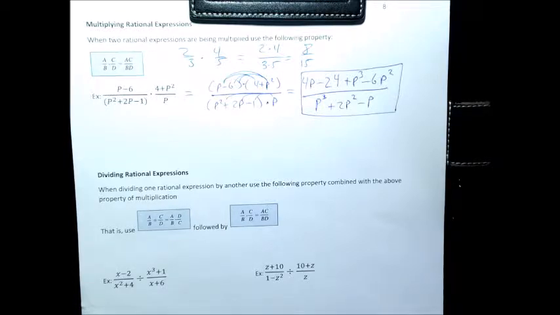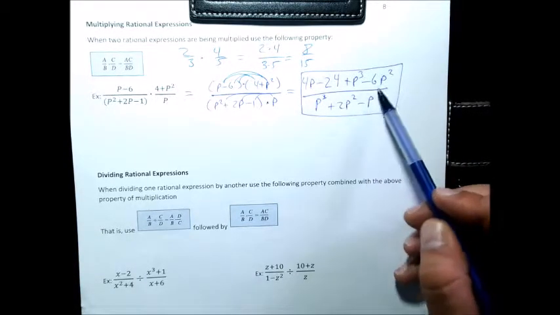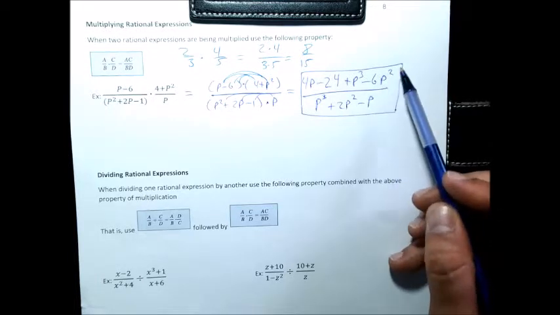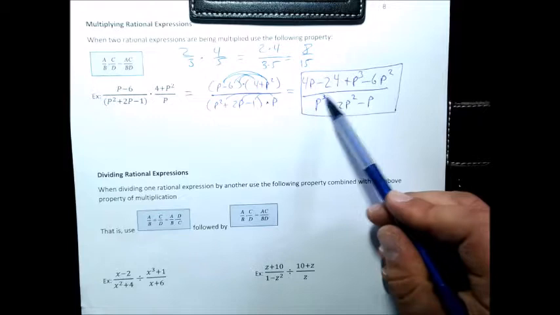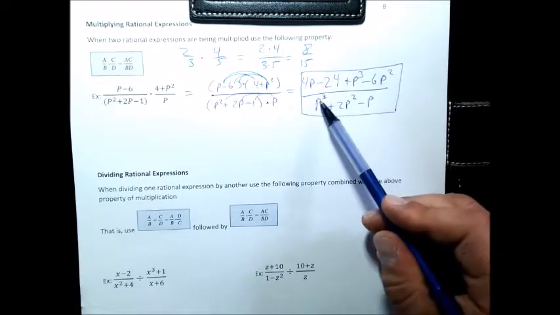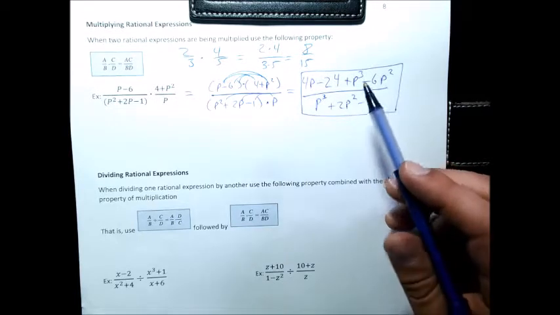Well, let me ask this. Can we do anything else? I guess what I'm getting at is, can we cancel anything? I've got a 2p squared on the bottom, and there's a 6p squared on the top. So those are both p squareds. This is a p cubed on the bottom and a p cubed on the top. Can I cancel those p cubes? I can't, and why is that?